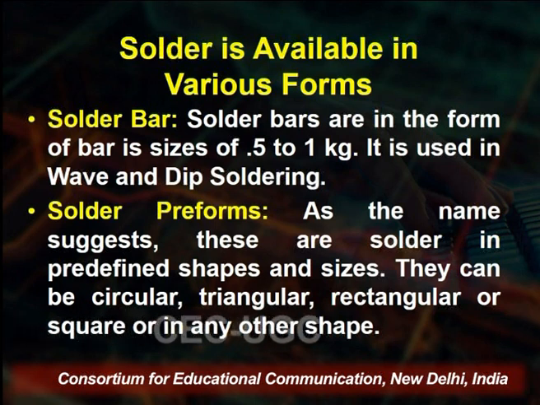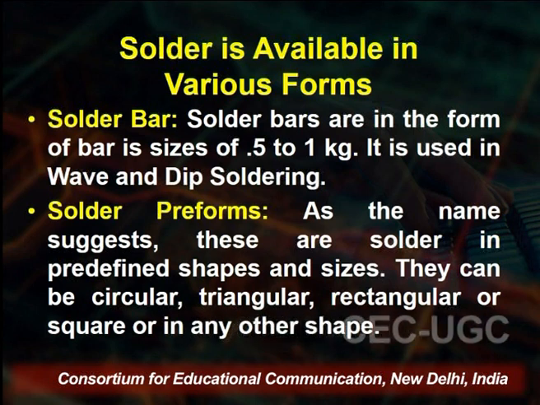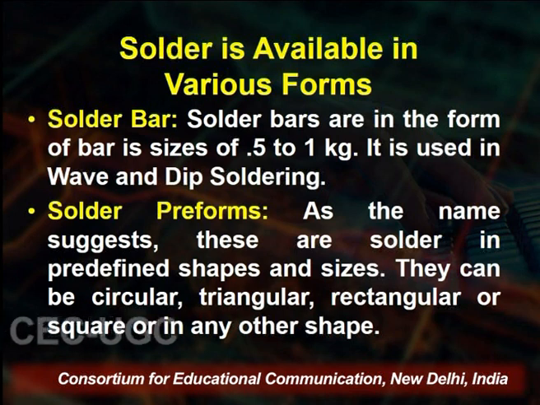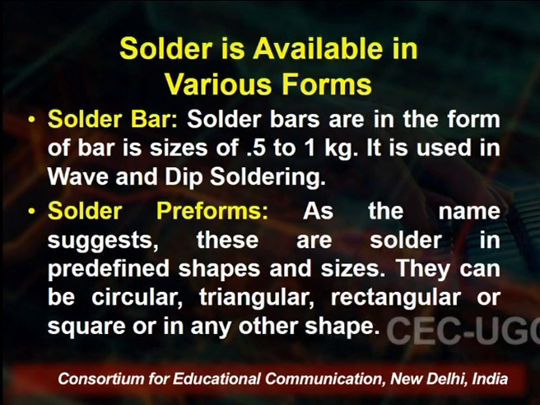The primary tool in soldering is the solder, and it is of many types: solder wire, solder bar, and now the solder preforms. What are these solder preforms? These are pre-defined shaped and sized solders, and they can be circular, triangle, rectangular, square or any of the other shapes. Next is the solder paste, that is also important. Solder in paste form is also available, and it is used in reflow and hot air soldering.